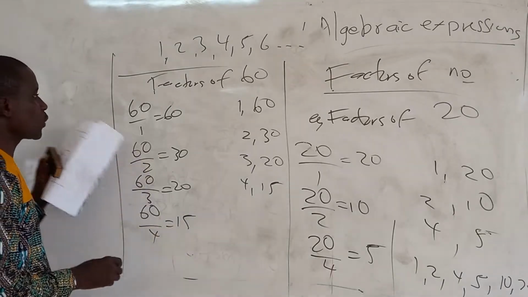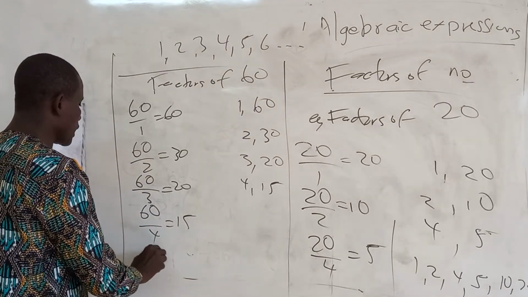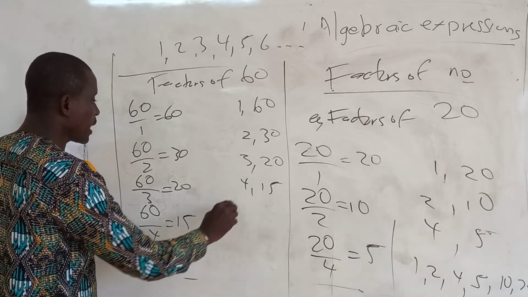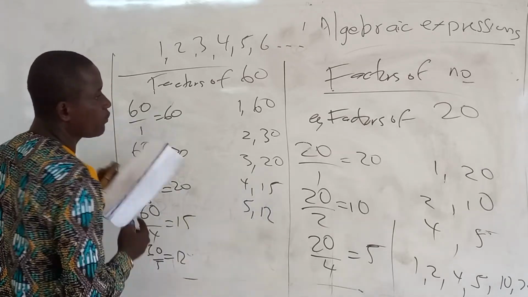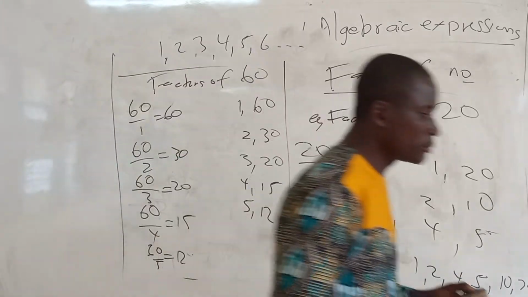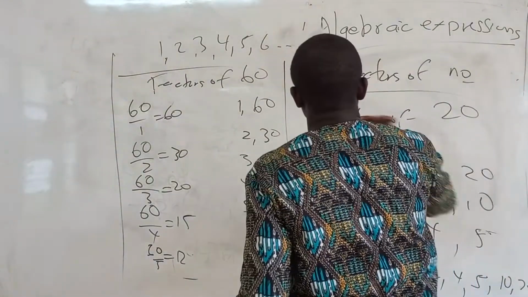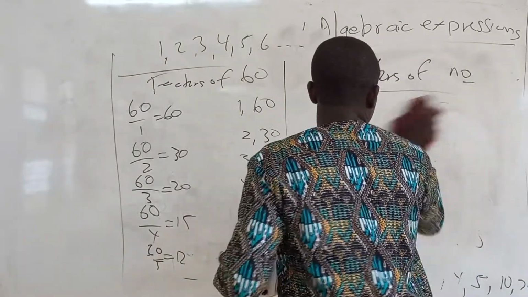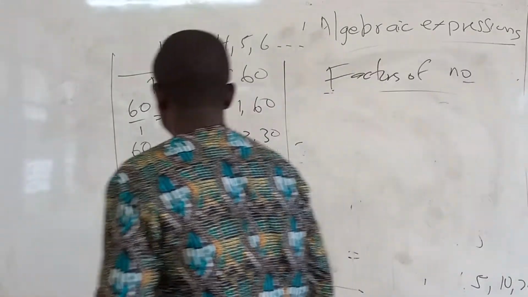Then next one is what? 60 over 5 is 12. So we have 5 and 12. You have 5 and 12. But I think we can proceed from here.